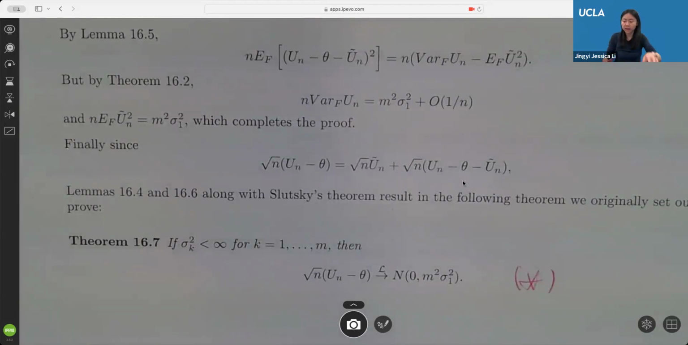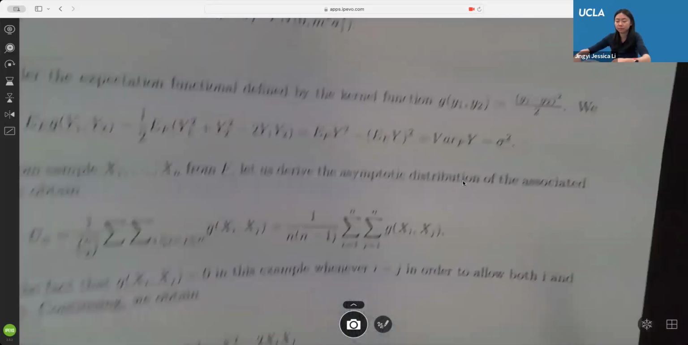Okay. Now maybe I can show you some examples. I think that will make things more concrete, right? So we have talked about this abstract thing. Again, m is the number of arguments in G. Sigma 1 squared is the variance of G1. That's the H projection by fixing the first entry. So now let's look at this example 3.